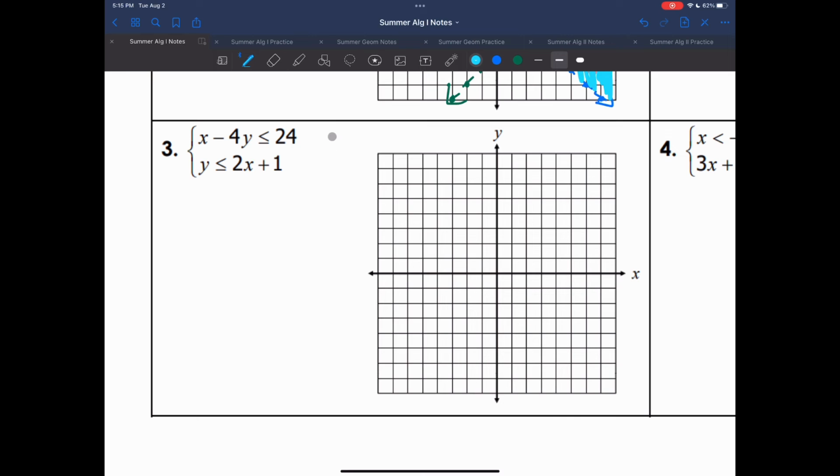Hopefully you follow some of it. Let's get these both into slope-intercept form. Let's start with the top one. I'm going to rewrite that one down here: x minus 4y is less than or equal to 24. We know we have to move the x over first, so I'm going to subtract x from both sides. I'll be left with negative 4y is less than or equal to negative x plus 24. And then I want y by itself, so I have to divide everything by negative 4.